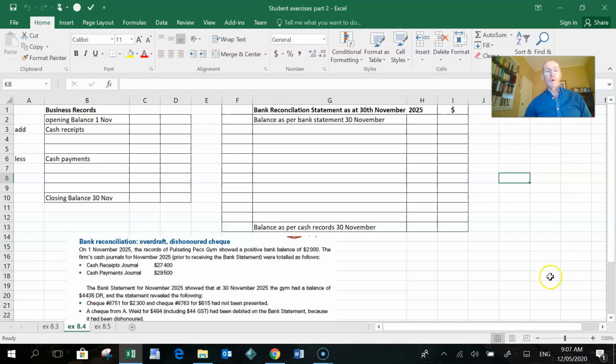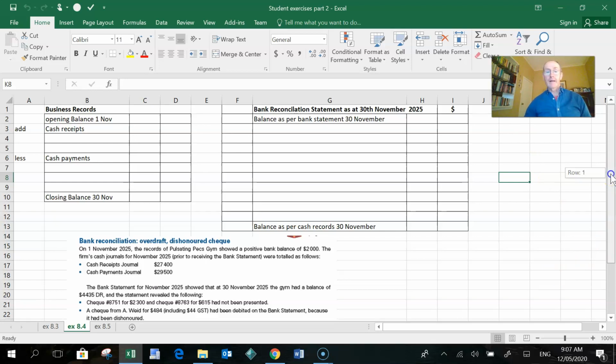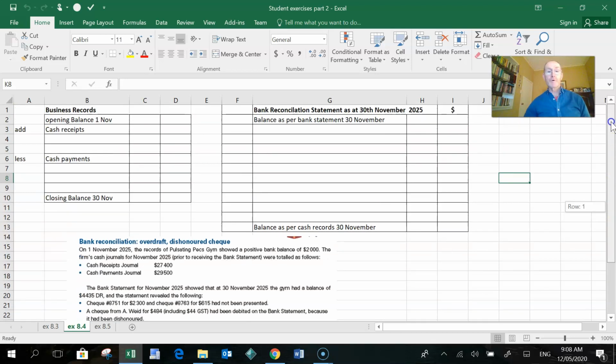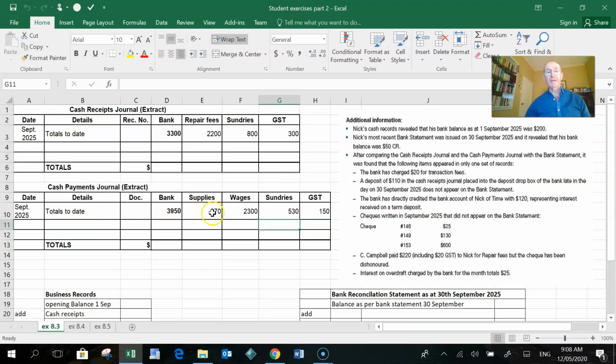Okay, here we go with another narrative version. When I say narrative, it's everything written out in words rather than you going through and ticking off debits and credits from the bank statement against your accounting records. So this one is similar to 8.3. All we've got to do this time is the adjustment to the accounting records and the bank reconciliation records. You remember on the last one we had some journal extracts.